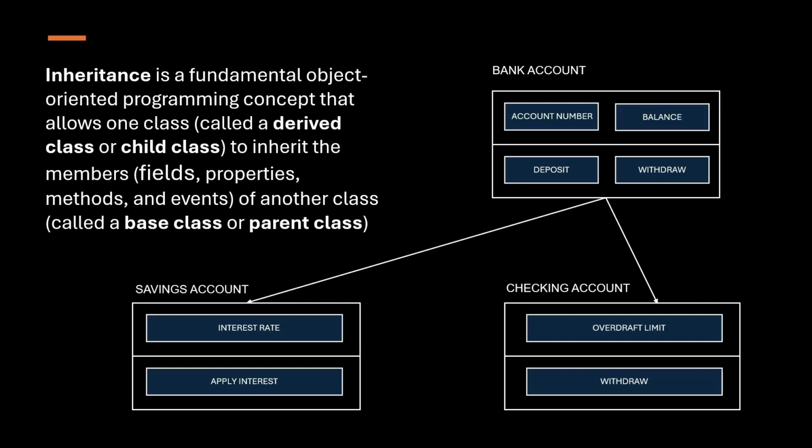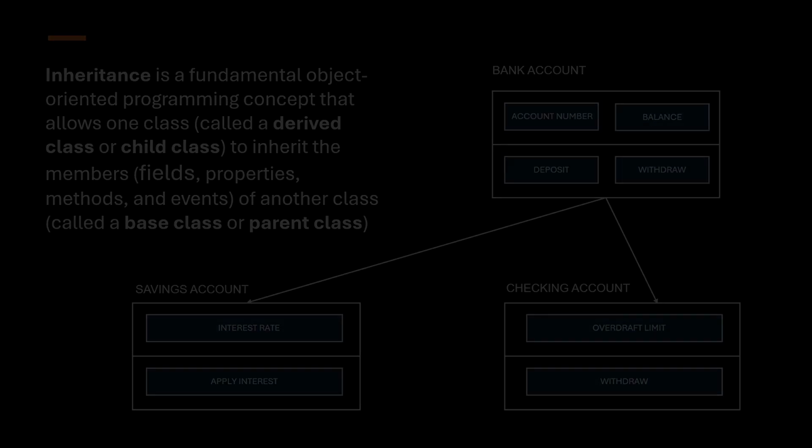Inheritance is a mechanism in C Sharp that allows one class to acquire the properties and behaviors from another class. It enables code reusability and establishes a parent-child relationship between classes. How does it work? The class that is inherited from is called a base class or parent class, and the class that inherits is called a derived class or a child class.